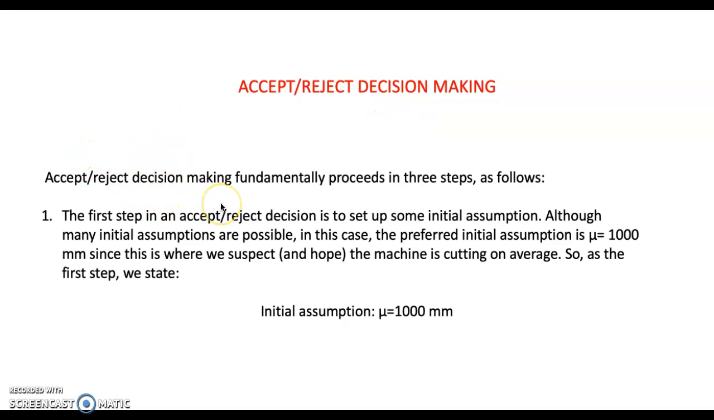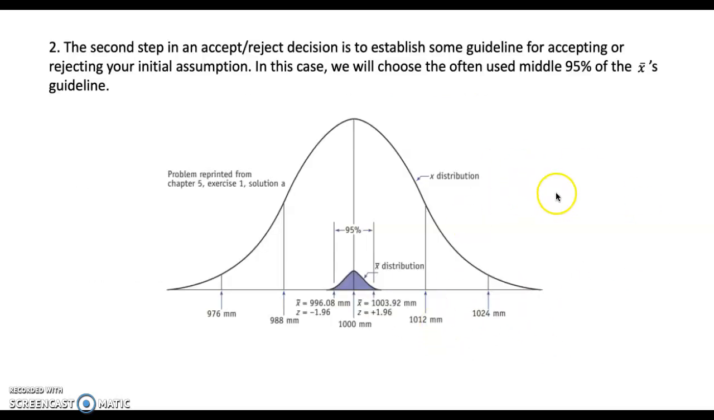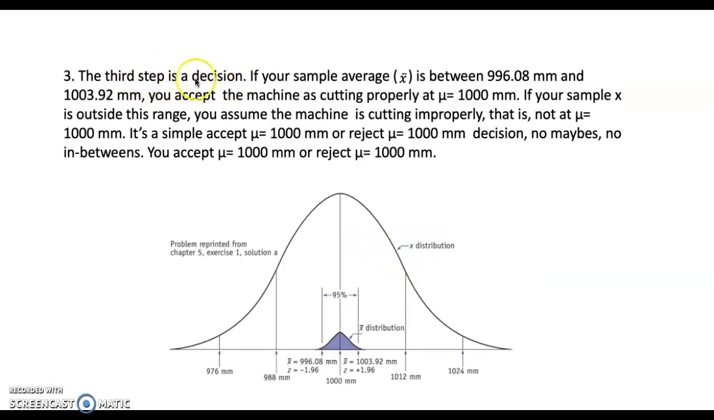So first is the accept-reject decision making, which has 3 steps. The first step is to have an initial assumption, saying that we suspect that the machine is working properly and cutting an average of 1000 millimeter. The second step is establishing some guidelines. We often use the middle 95%.